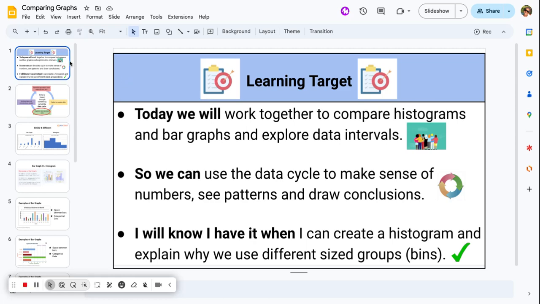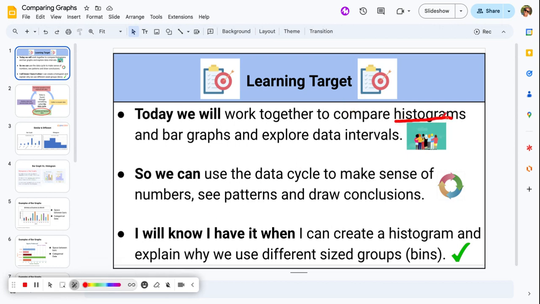Okay, guys, so today we are going to be comparing graphs. We're going to be looking at bar graphs, which is something new that we haven't really talked about, but I'm sure you've seen them before, and histograms, which we've been doing a lot of work with over the past couple of weeks. So, our learning target for today is that we will work together to compare histograms and bar graphs.